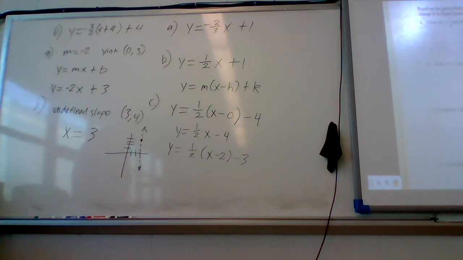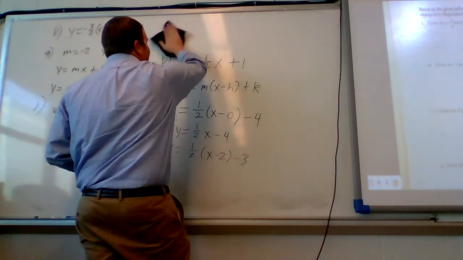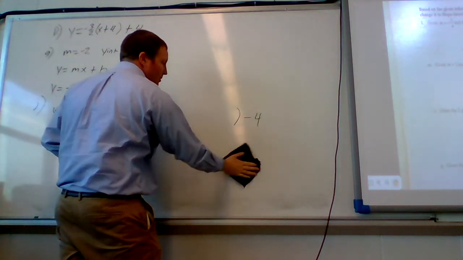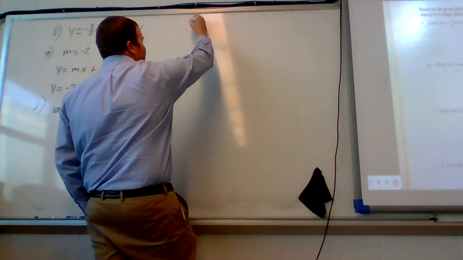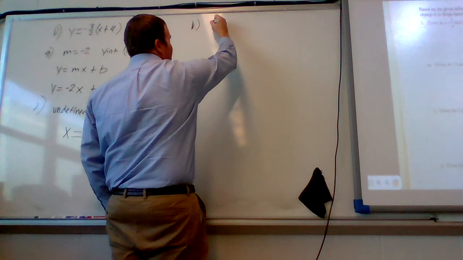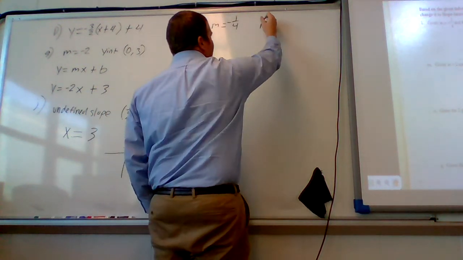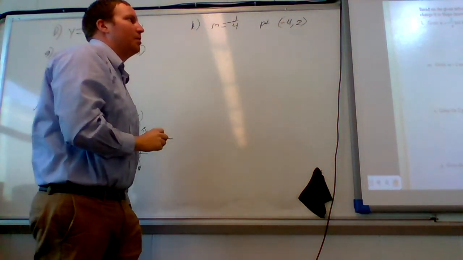Okay, so then let's do one of these others. Based on the given information, write a linear equation in point slope form and then change it to slope intercept form. So they're not giving us the y-intercept this time, just giving us a point on the line. We've got to turn that into slope intercept form from point slope. So K, given that the slope is -1/4 and the point of -4, 2, we want to plug it into point slope form.